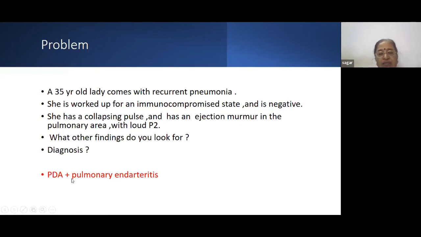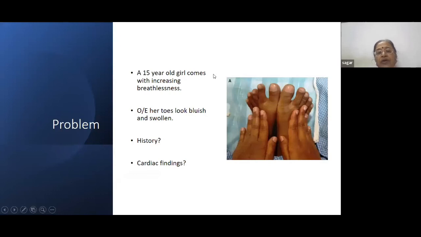It's not an endocarditis. So a 15-year-old girl comes with increasing breathlessness, toes are bluish and swollen. Look at this very interesting photograph. There is a cyanosis here. There's no cyanosis here, right? That's a differential cyanosis only in the legs, not there, because this reversal is post-subclavian. Post-subclavian only, the duct is present. So then the reversed shunt goes only to the legs. And so this person is showing a differential cyanosis.